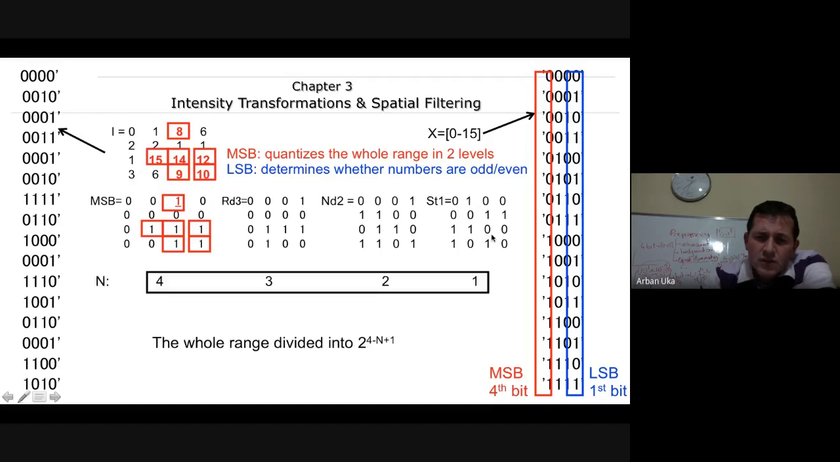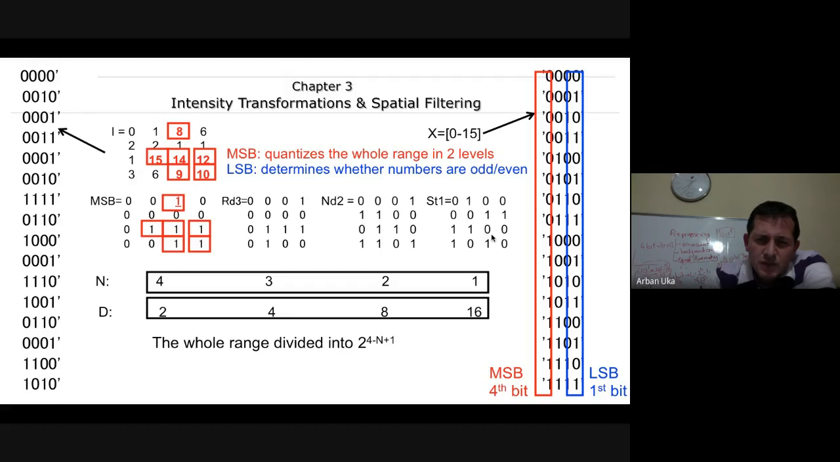And now the whole range can be divided into 2 to the power of 4 minus n plus 1 divisions. In case we have n equal to 4, we can substitute. The fourth bit, n equal to 4, divides the whole range into two divisions. So d is equal to 2. For the fourth bit, 4 minus 4 is 0, plus 1 is 1, 2 to the power 1, that's 2. So we got d equal to 2.